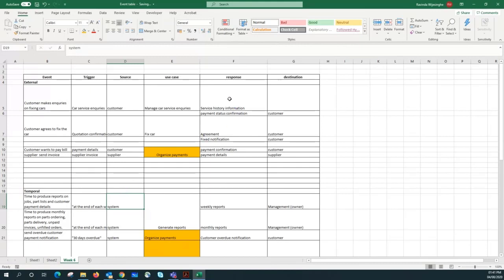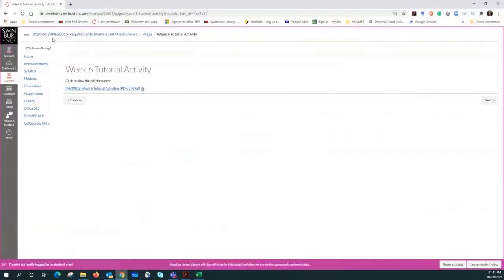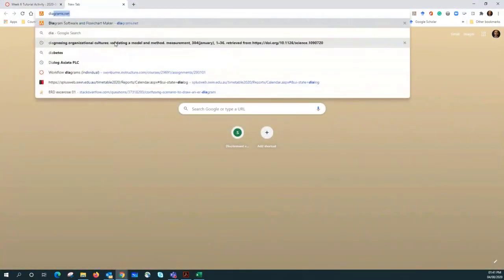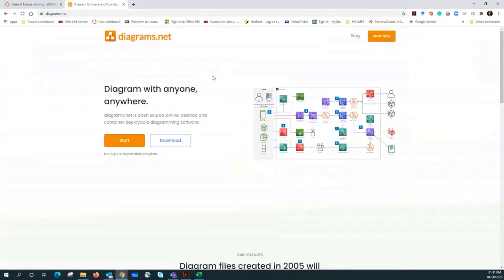All right, so this is actually the stepping stone for me to now develop DFD diagrams. Okay, right. So the next thing is now I have finalized my event table. So what we can do is now I can go to diagrams.net, right? Actually, you can download that software. It's a freeware. You can download it. I actually don't download. I usually do it online, right?